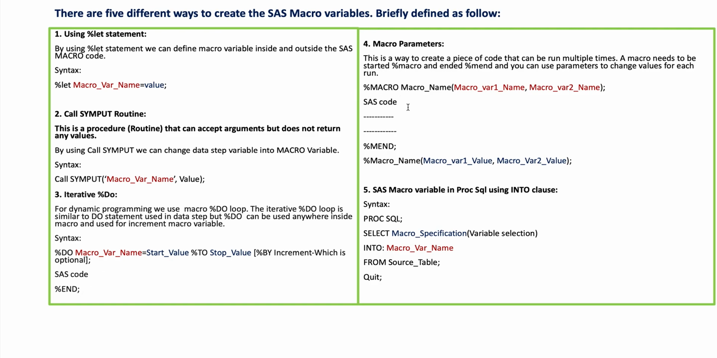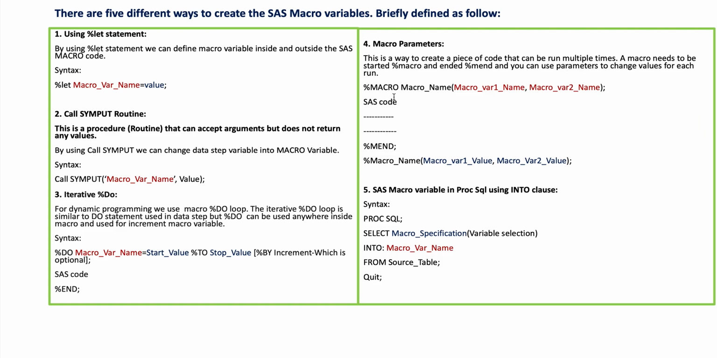Number 4, macro parameters. This is the fourth method. This is a way to create a piece of code that can be run multiple times. A macro needs to be started with %macro and ended with %mend. And you can use parameters to change the value for each run. Just by changing the parameter, we can get a different value, but we run the same set of code.